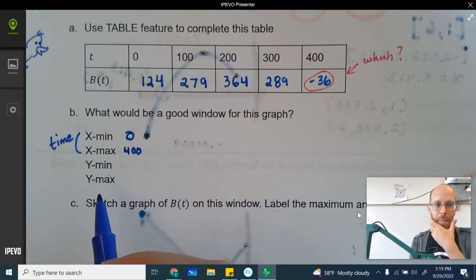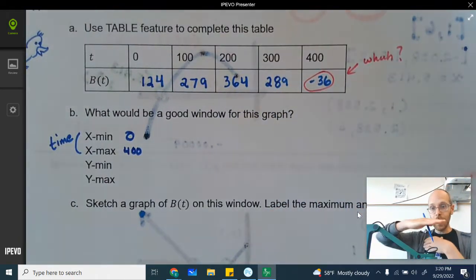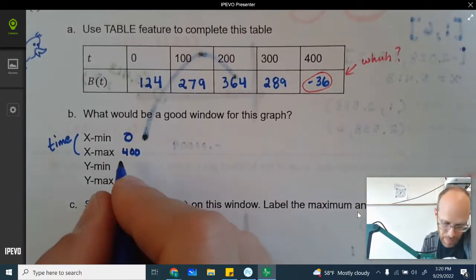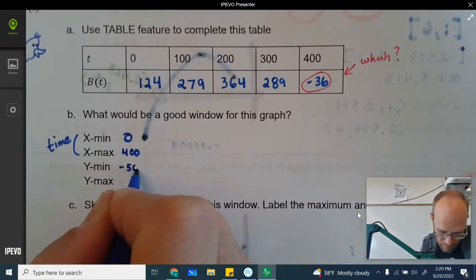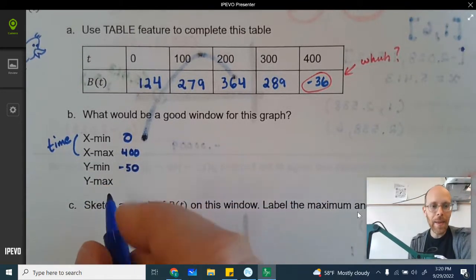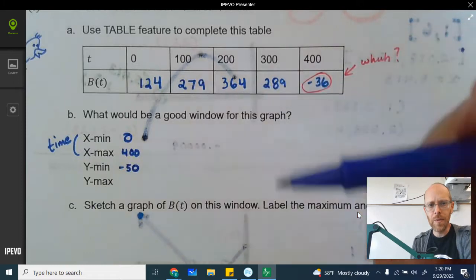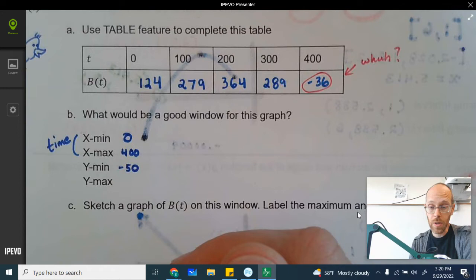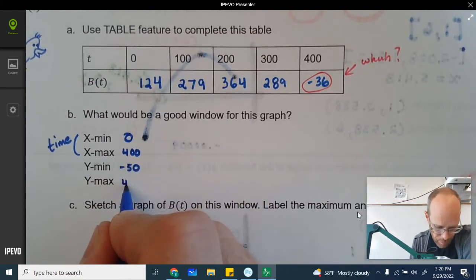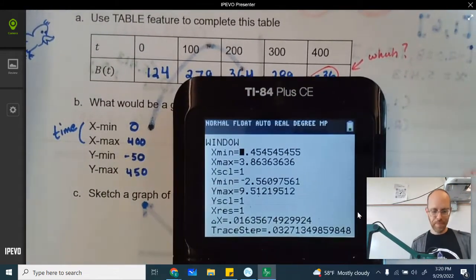Now for the y min and max, we should probably make sure that we can see the y-axis. And so for the minimum, I'm going to pick a number that is smaller than 0, something like negative 50. And then for the maximum, the biggest number on here is 364. So I'm going to go something that is bigger than that. Could go 370, could go 380, could go 390. I don't know. I'm going to go 450. Why? I don't know. I just want to make sure that I catch the whole graph.